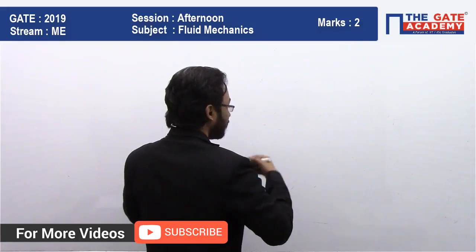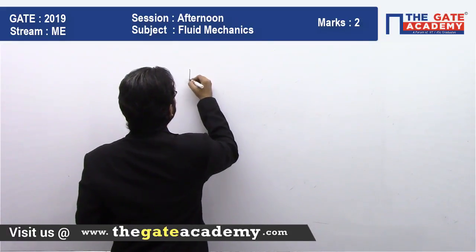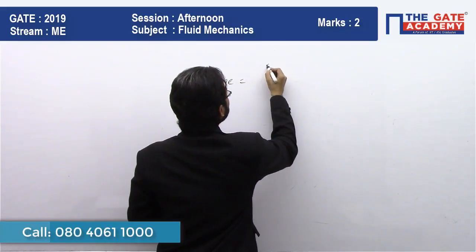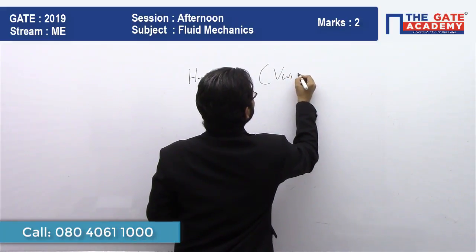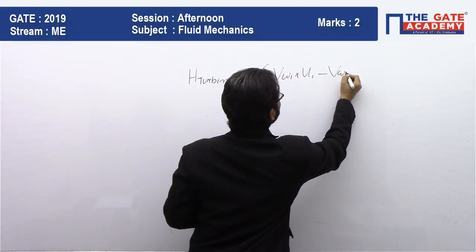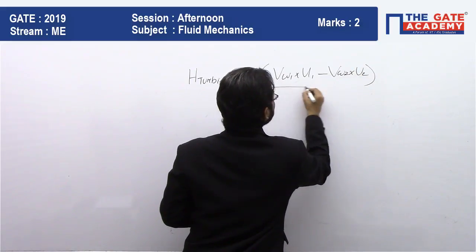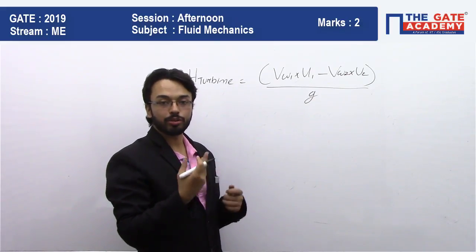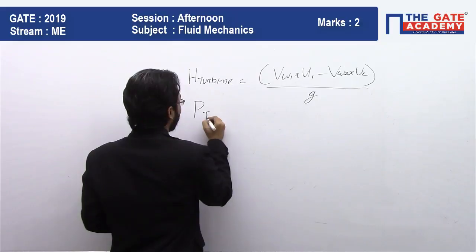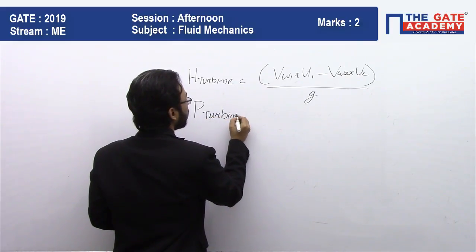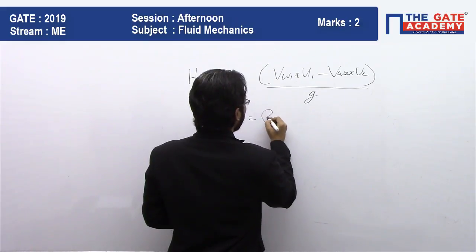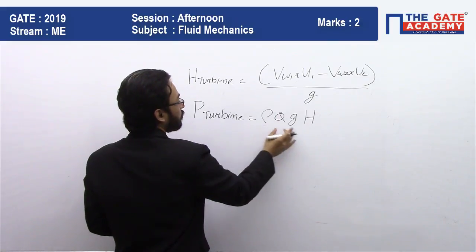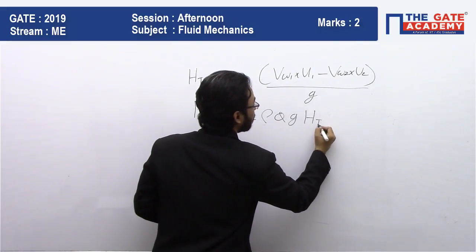We know that the head of the turbine, let's say H turbine, is given as (VW1 into U1 minus VW2 into U2) by G. So the power produced by the turbine, P turbine, is given as rho QG into H, where H is this value, H of turbine.